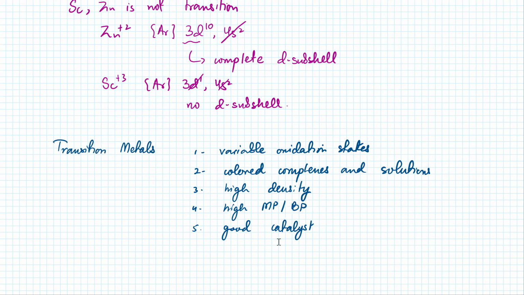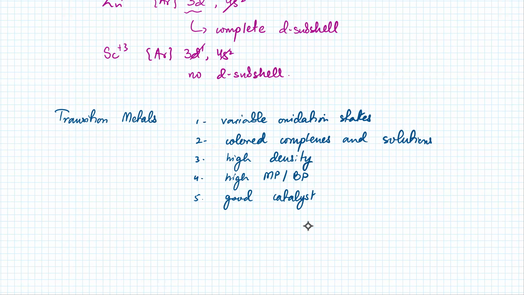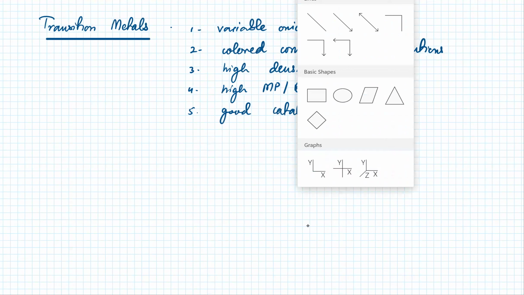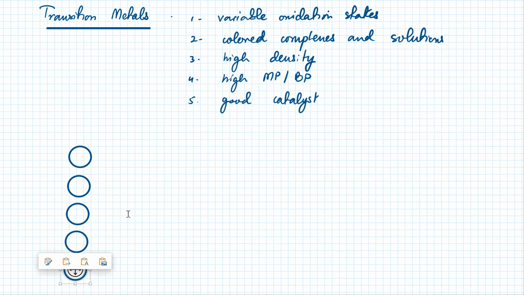Now we've actually discussed catalysts early on as well in a separate chapter, reaction kinetics, I think. So I'm going to first focus on high density and high melting and boiling points. Why do they have high melting and boiling points, and high density as well? The thing is that transition metals are basically metals. They've got metallic bonding. What does metallic bonding look like? It's lots of positive ions in a sea of mobile electrons.